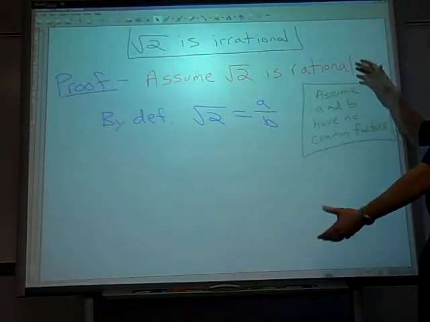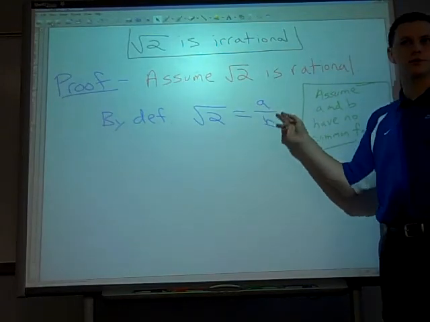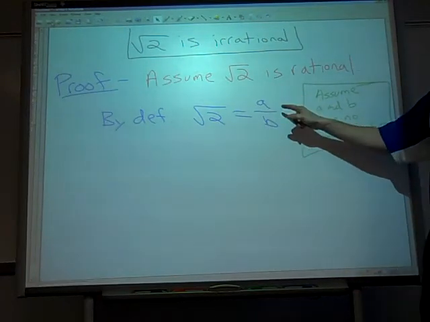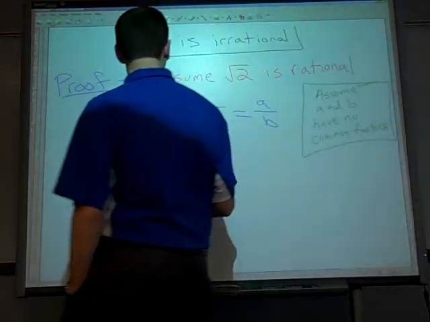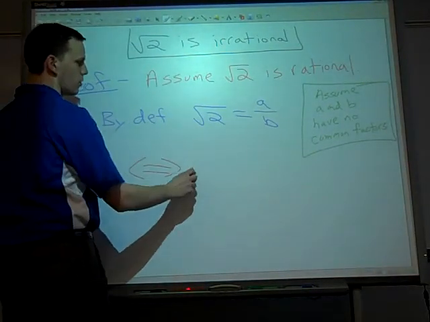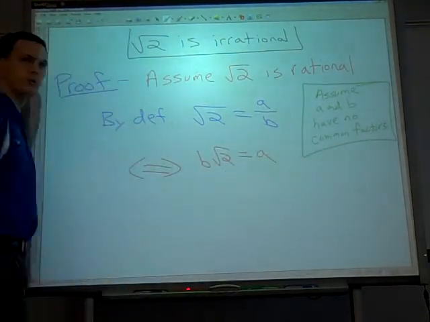Because if there was something like this, then you could reduce it to two other numbers, call them a prime and b prime, and that's your lowest terms. So you just go with that. So let's assume this is true. Then this implies, so I'll just say if and only if, this is true if and only if b times the square root of 2 equals a, cross multiplied.